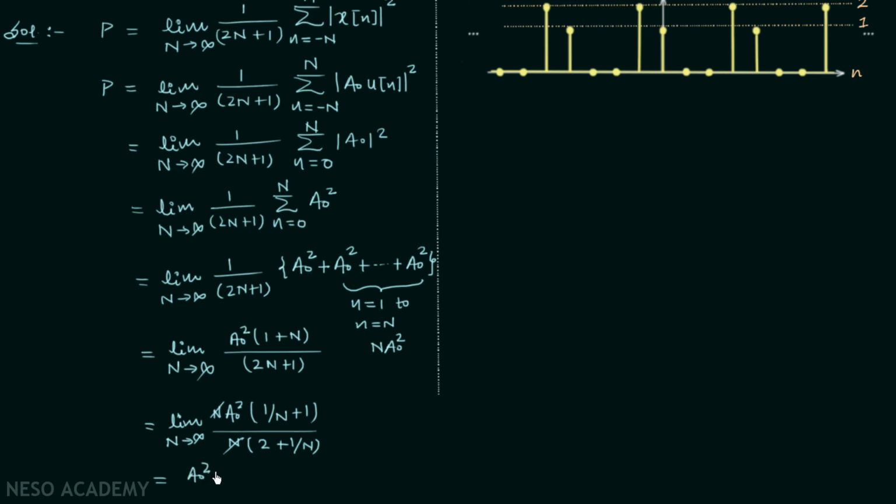and when we put limit n tending to infinity, we will have a naught square, 1 over infinity plus 1 divided by 2 plus 1 over infinity. 1 over infinity is equal to 0. Therefore, we will have 0 here and 0 here. So finally, we are getting the average power P equal to a naught square by 2.